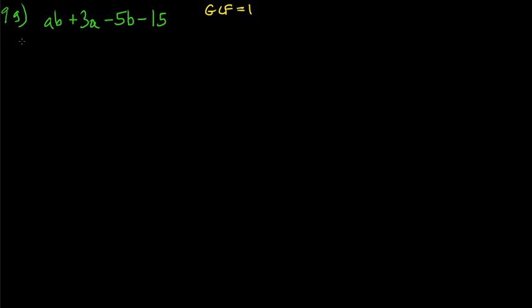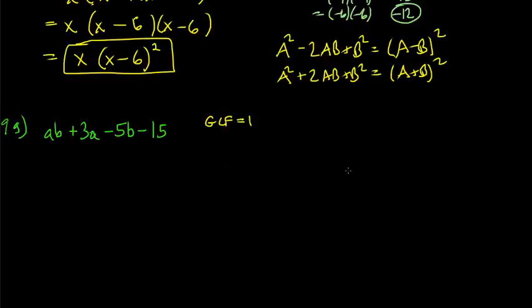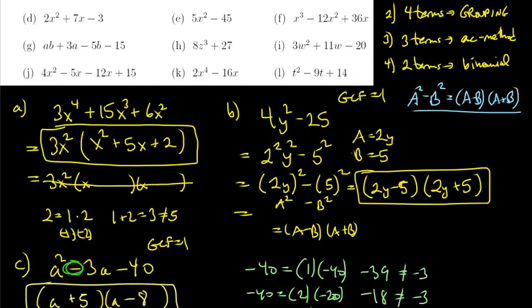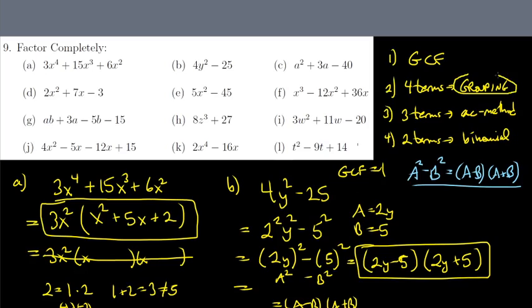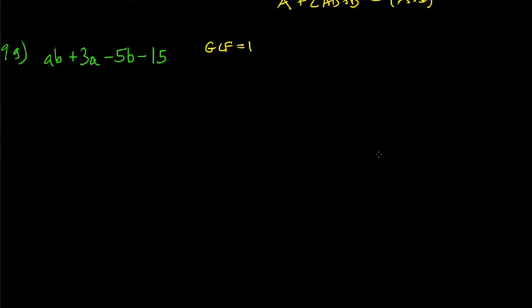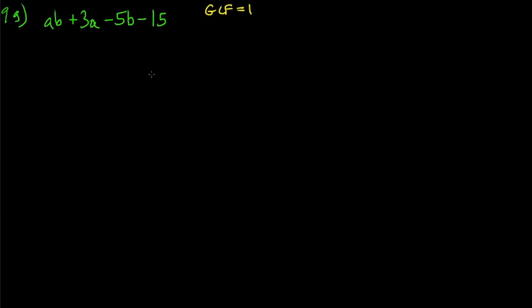On the other hand, this is a 4-term polynomial. So remember what 4 terms means. It means we look for grouping. So now we can look for factoring just the first two terms and just the last two terms separately. So from the first two terms, we can factor out an a. That's the GCF there. So a times b plus 3. And from the last two terms, we can factor out a negative 5. When we divide, we just get b plus 3.